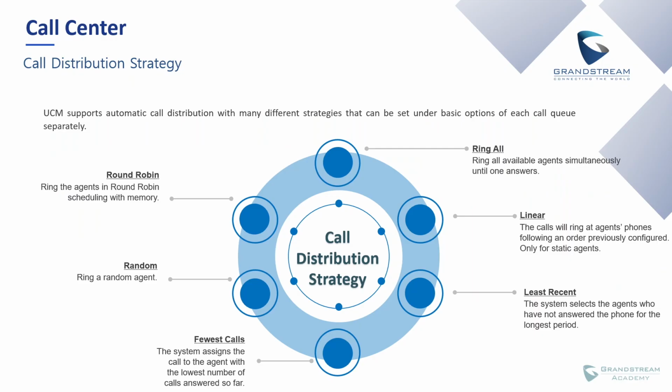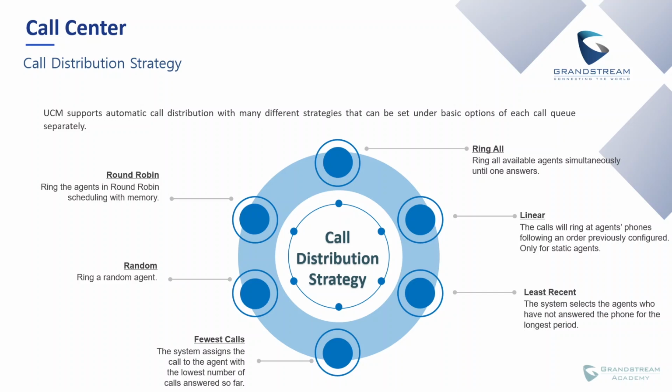Now we're going to talk about the call distribution strategy. A call distribution strategy, or a call queue strategy, is the strategy that dictates how the PBX will distribute incoming calls to the agents. And UCM supports automatic call distribution with many different strategies that can be set under the basic options of each call queue separately. The first strategy we have is ring all, which rings all the available agents simultaneously until one of them answers.